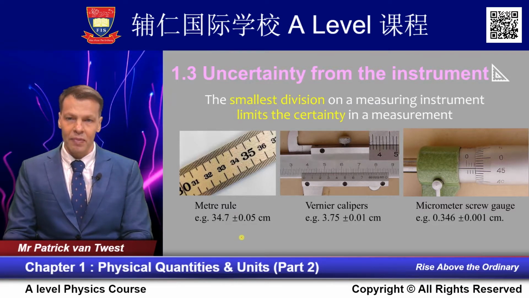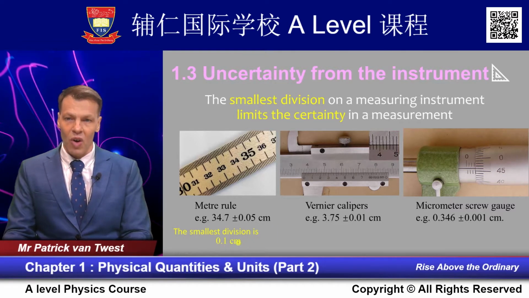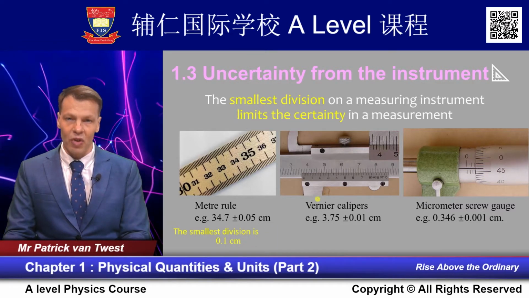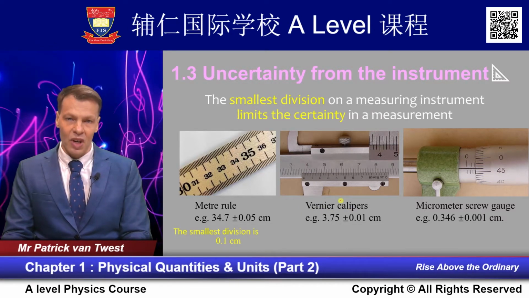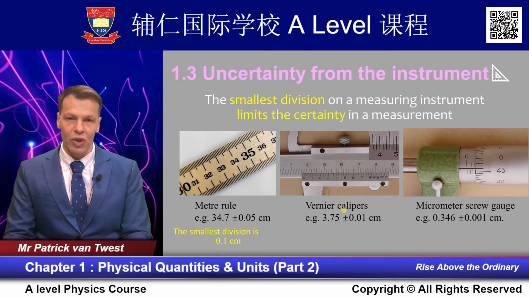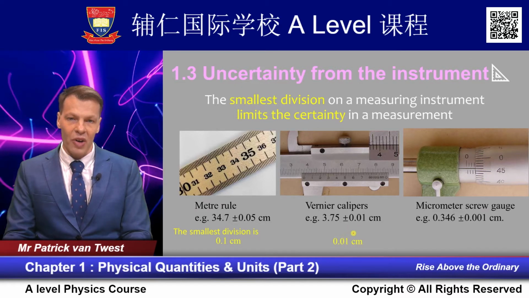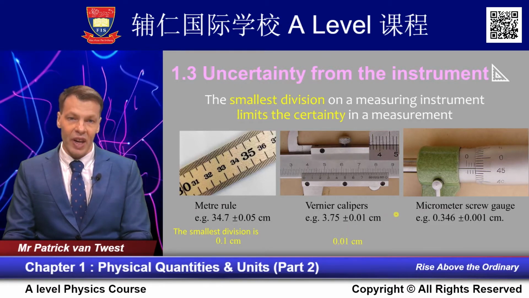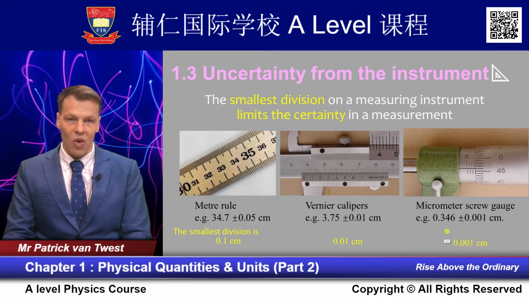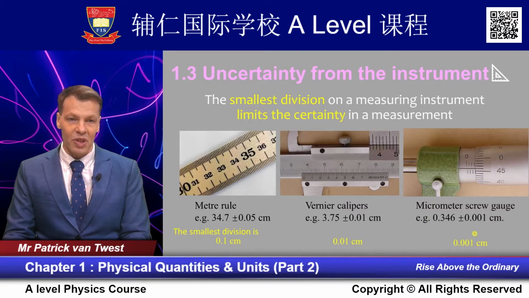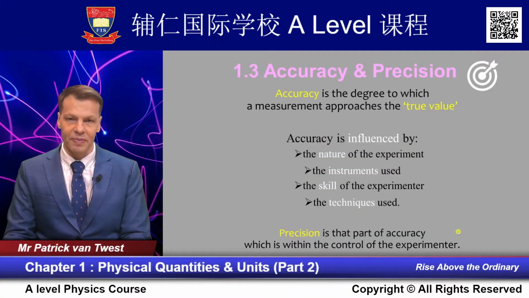So let's have a look at the smallest unit for these measuring instruments. 0.1 or 1/10 of a centimeter for a meter rule. Now if you want to get more precise, you can use vernier calipers, which you'll probably use in the lab and learn how to use. With vernier calipers, we can get down to 1/100th of a centimeter. And then if you want to get even more precise, the micrometer screw gauge allows you to get 1/1000th of a centimeter. But still, there is a limit to how small we can go with our smallest division.